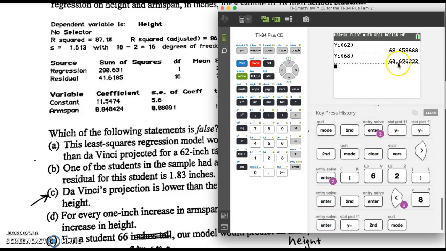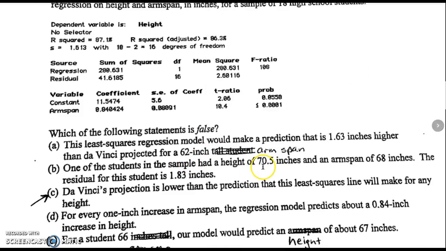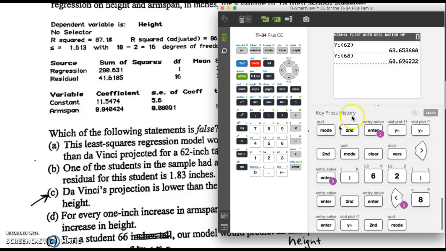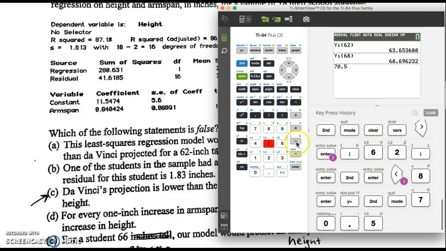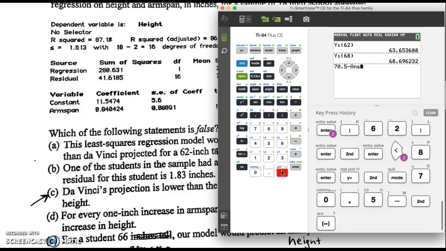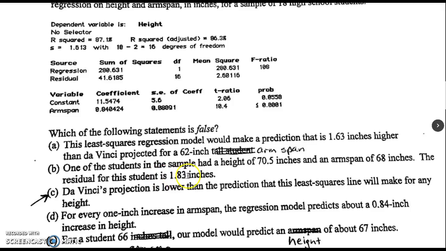If that is our predicted value, the actual value was 70.5. A residual is the actual minus the predicted. So we need to do 70.5 minus this answer. 70.5 minus second and the negative sign, which is the answer we just previously had. We hit enter, we get 1.803. It's really close to this, so that is true also.